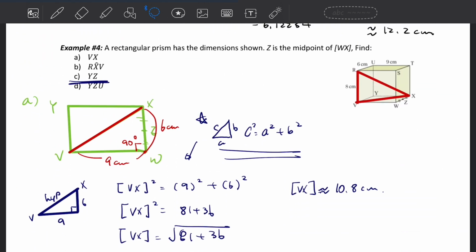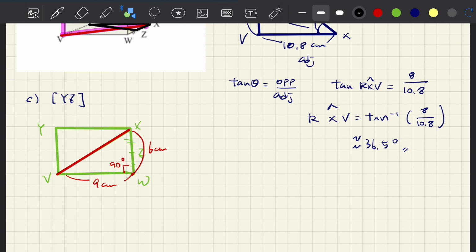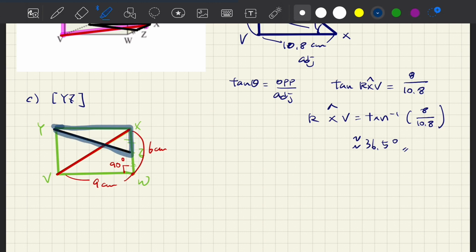In the previous question, question A, we figured out the base shape, right? This is how it looks. So let's copy this shape here, and we are trying to find the length of YZ. You can see that there is a triangle, Y, X, Z, right? And we know that Z is the midpoint of the line XW. So that means XZ has a length of 3 centimeters. The length of YX is 9 centimeters.